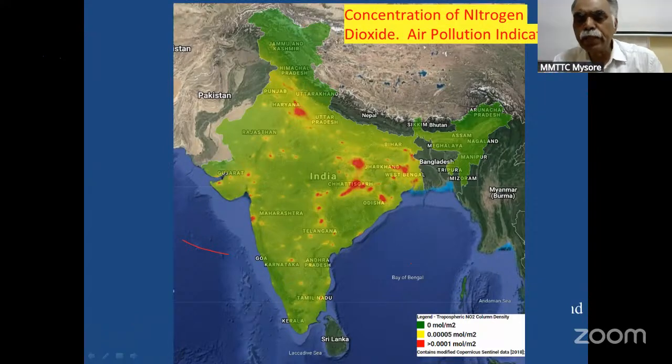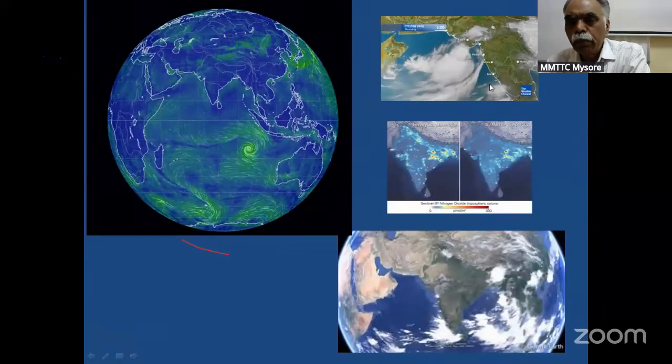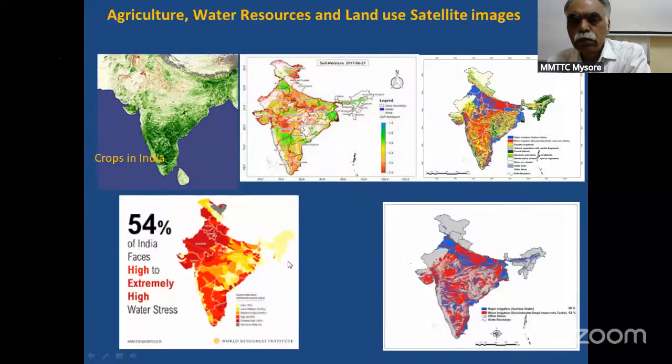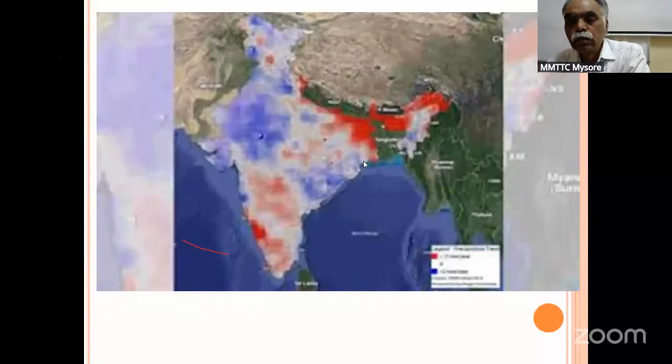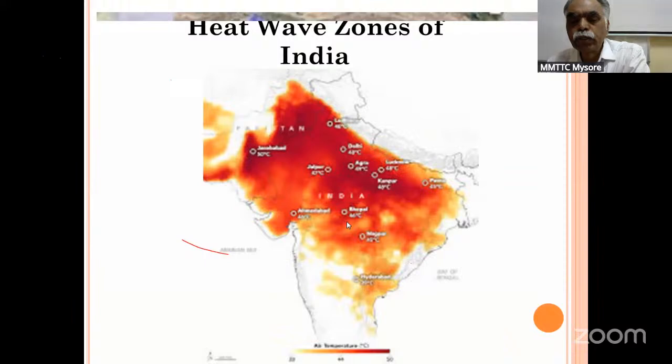So these are all satellite images which provide us information about air pollution, which cities have a high amount of air pollution. And this is about climatic disasters like cyclones. Not only disasters, it is also helpful for crop management, as I already pointed out, and water stress related issues, and flood zone mapping, and where the heat zones are found.